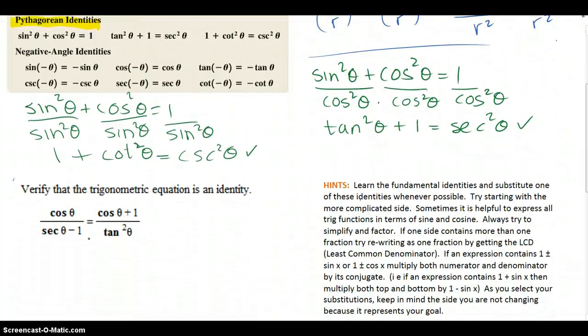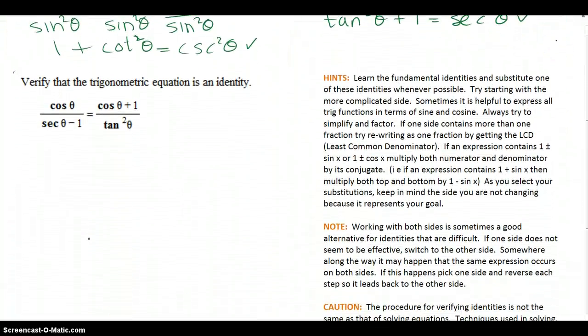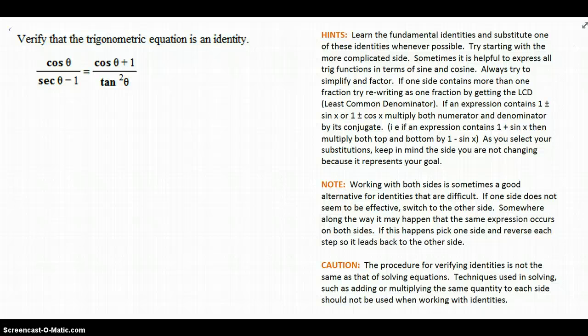So using this, let's go over our first question. Our first question is, verify that the trig equation is an identity. So we have this equation here. To prove something is an identity, what you need to do is start with one side and manipulate it until you get to the other side.